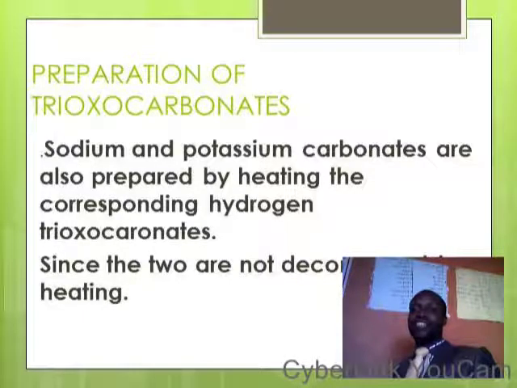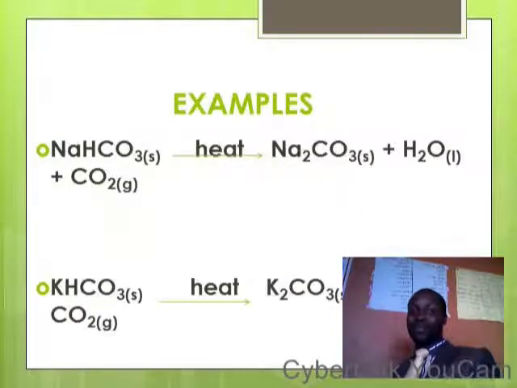Now, preparation of trioxocarbonate(IV). Sodium and potassium trioxocarbonate(IV) are also prepared by heating the corresponding hydrogen trioxocarbonate(IV). Take note. If you heat sodium hydrogen trioxocarbonate(IV), you will end up preparing sodium trioxocarbonate(IV). If you heat potassium hydrogen trioxocarbonate(IV), you will end up preparing potassium trioxocarbonate(IV).